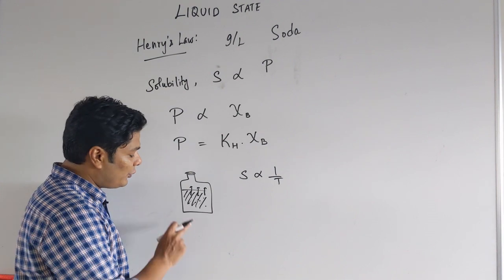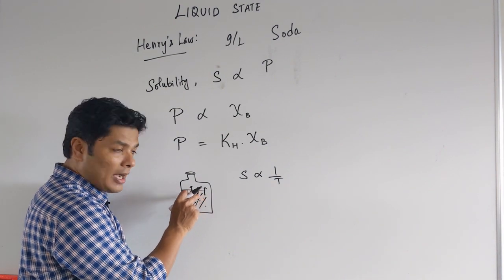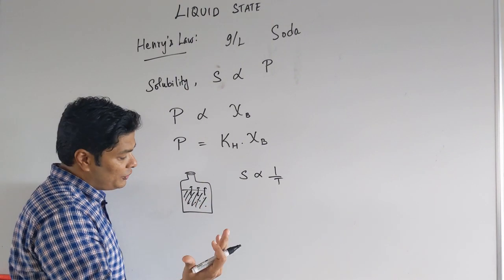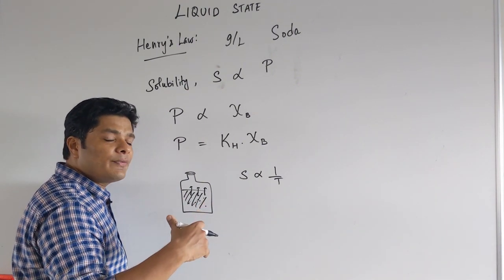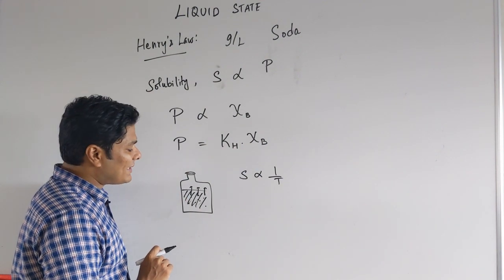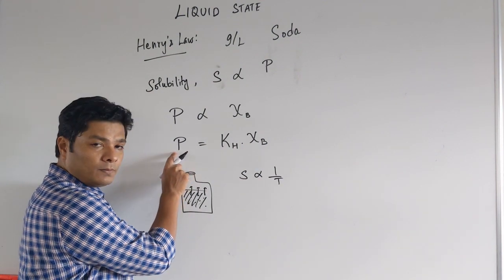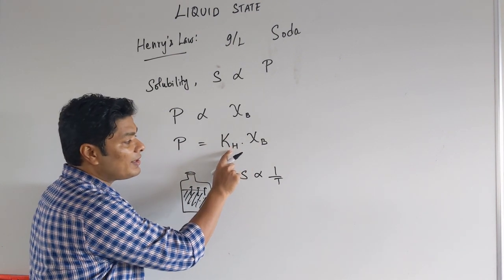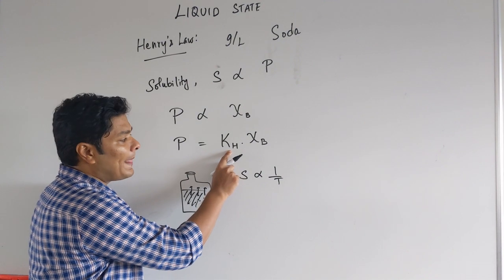Now, what do you do? To keep the solubility high, we have to decrease the temperature. You keep it in a refrigerator. The colder it is, if you put it in a freezer, it will be more soluble, as simple as that. So, now what has happened? The pressure is the same. Nobody has changed the pressure. Then how is my solubility changing? Because my Henry's law constant is temperature dependent.